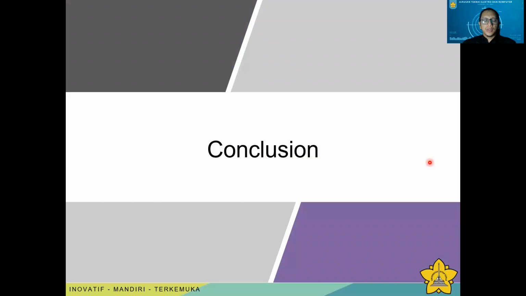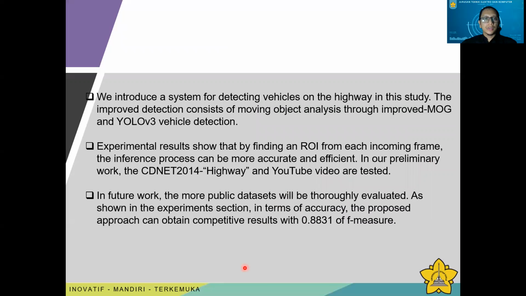And this comes to the conclusion. We introduced a system for detecting vehicles on the highway in this study, and we used the improved Gaussian mixture models and YOLO V3 vehicle detection. Experimental results show that by finding an ROI from each incoming frame, the inference process can be more accurate and efficient. And in future work, we will evaluate more public data sets in order to evaluate the robustness of our proposed work.